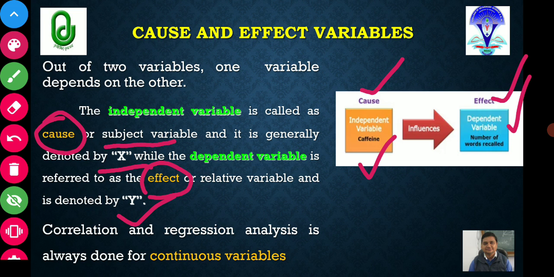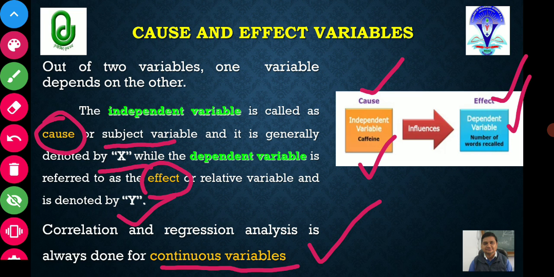So these are the three terms associated with the variables. First one is independent and dependent variable, second one is cause and effect variable, and third one is subject and relative variable. The subject variable is the independent variable, whereas the relative variable is the dependent variable, denoted by y. This is just by convention. You may denote them either way, but by convention we denote the independent variable by x and the dependent variable by y.